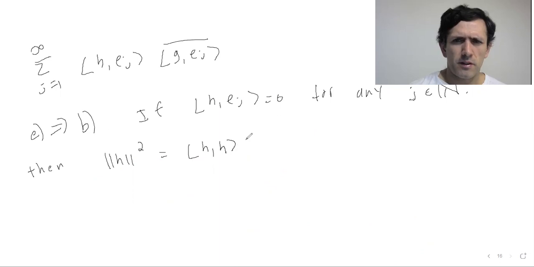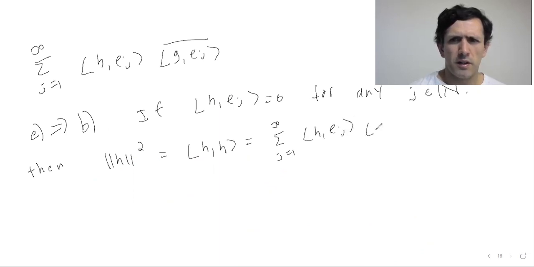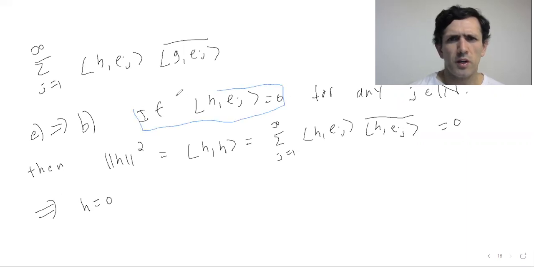This is going to be equal to the sum from j equals 1 to infinity of ⟨h, e_j⟩ times the complex conjugate, which is 0. Well, the norm of h is 0, which implies that h equals 0. And that's exactly what B is. B says that if what I'm circling is true for any j, then h is 0.